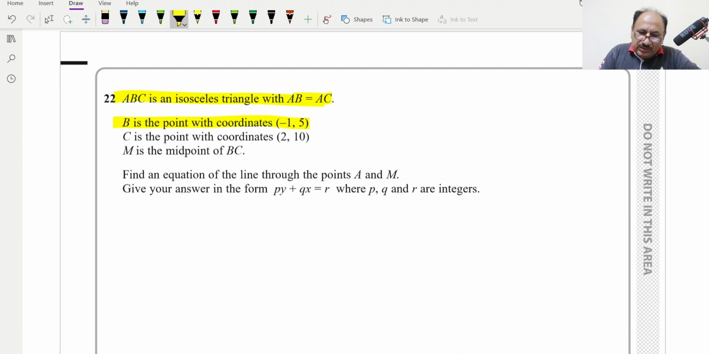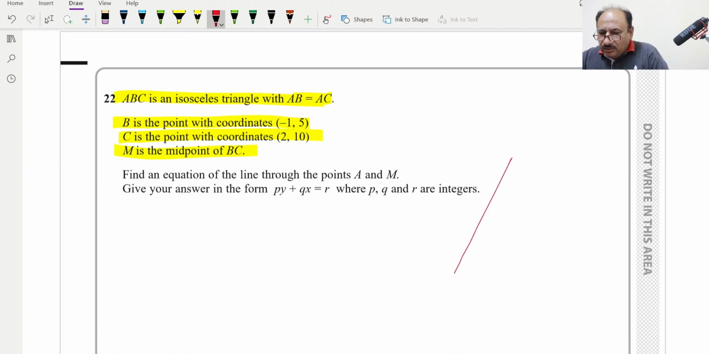B is the point with coordinates this one. C's coordinates are also given. M is the midpoint of BC, and find an equation of the line. So before going ahead with the last two lines of the question, I will draw a rough drawing for your understanding purposes.